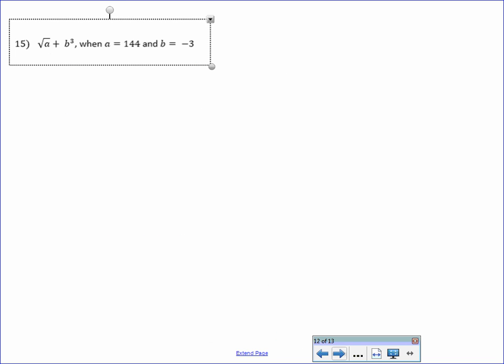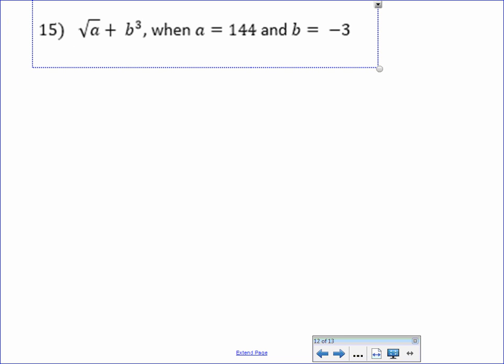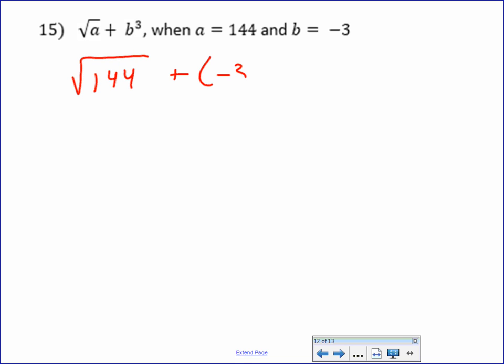And the last problem. Nope, sorry. This is for anybody who wants to learn an SAT vocabulary word. This is the second to last or penultimate problem. Is we're going to sub in. So the square root of 144 plus negative 3 cubed. And so the square root of 144 is 12, plus negative 3 cubed is going to be negative 27. And that will give me an answer of negative 15.